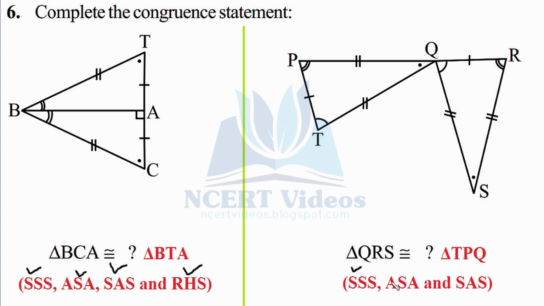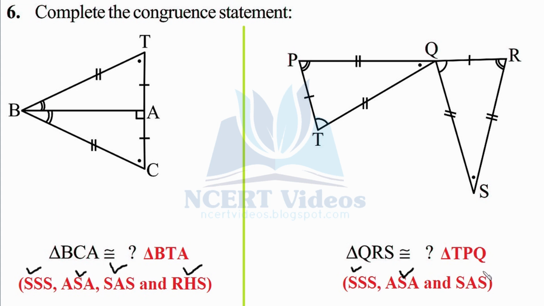Similarly, this can also be proved using angle side angle. This is your angle which corresponds to Q. Then there is a side which is equal to this side. There is again an angle which equals this. So therefore angle side angle. And lastly, it can also be deduced using side angle side. This side with this angle with this, and this side with this.